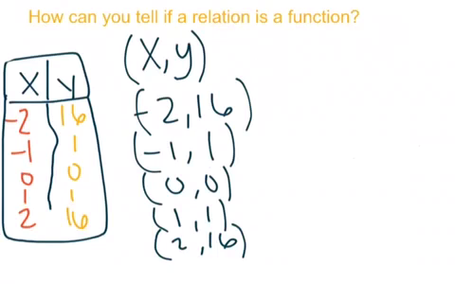If in a function table you see a domain or x value that repeats within the x value side, it is not a function, okay? It's not a function because you can't have one domain paired with one range and then that same domain paired with a different range. It won't work out like that. So for instance, I don't see any numbers that repeat on my x value side. Therefore it would be a function.